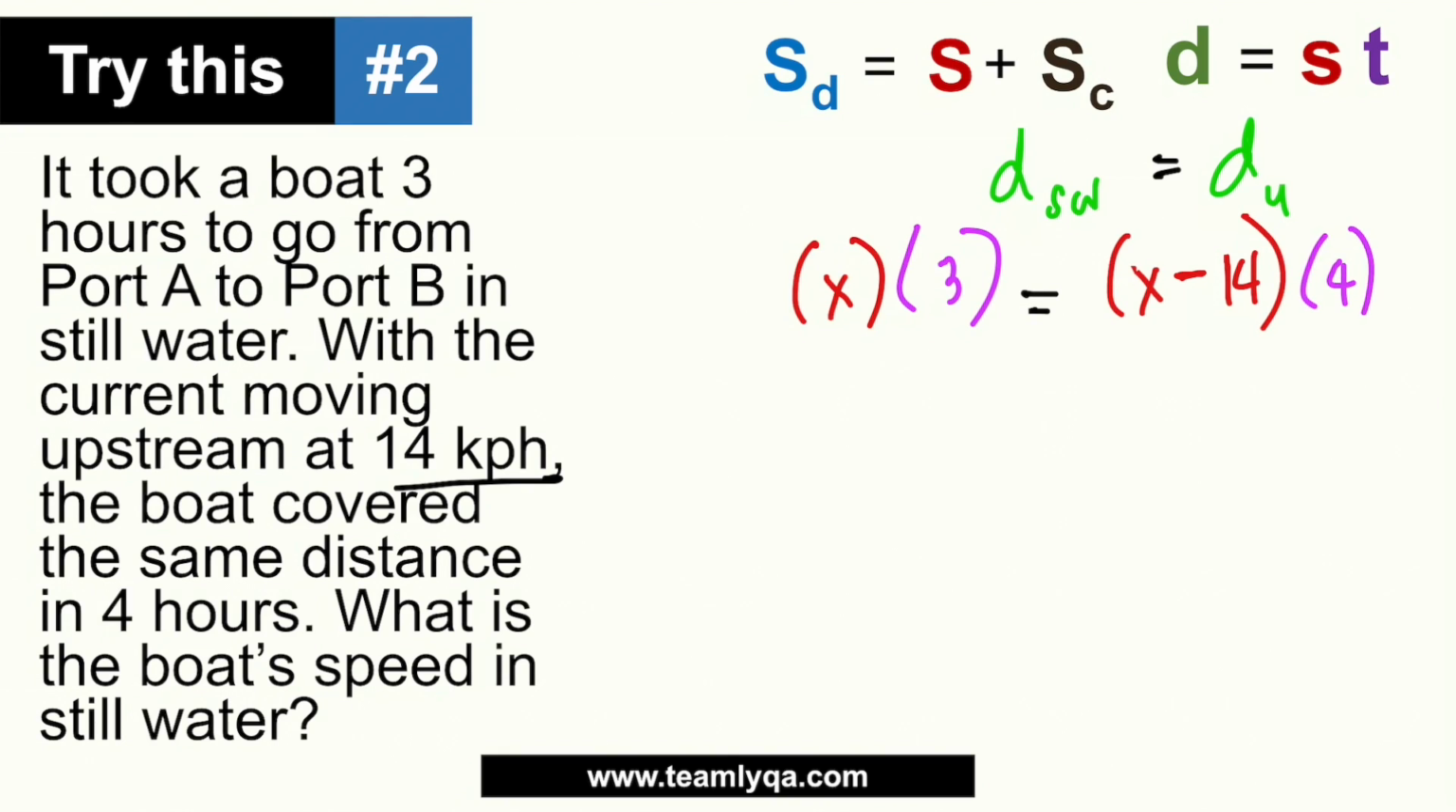So, tingnan natin. Isosolve lang natin siya. So, here, sa side na to, you have 3x is equal to, distribute lang natin yung 4. This will be 4x minus 14 times 4. Ang 14 times 4 is 40 plus another 16.